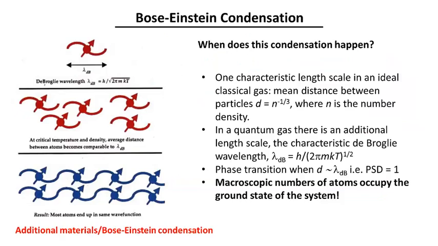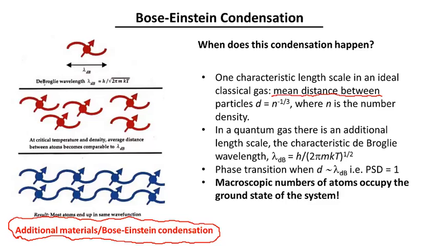So let's see what that implies. Here's a cartoon from a very nice paper by Eric Cornell, which you can find in additional materials. It's a good, accessible introduction to Bose-Einstein condensation. And it makes note that in an ideal classical gas, there's basically one scale parameter that describes the gas. It's the mean distance per particle, or the inverse cube root of the number density. That represents the average separation of particles.